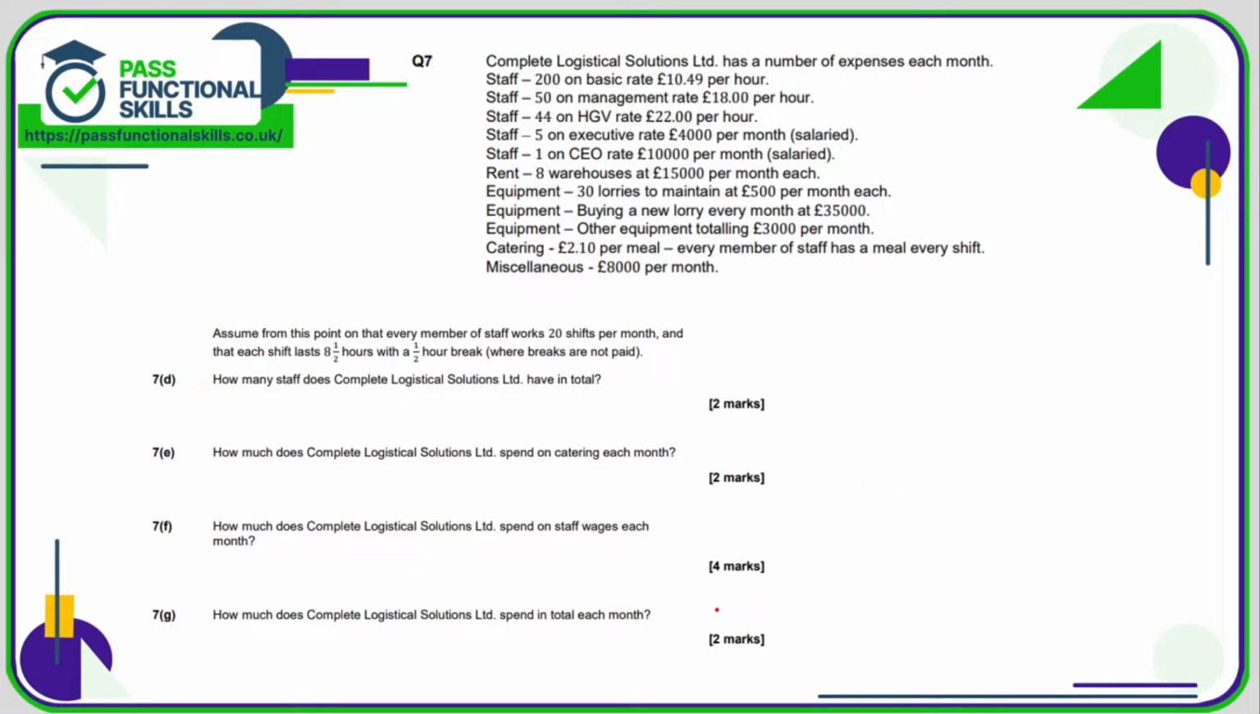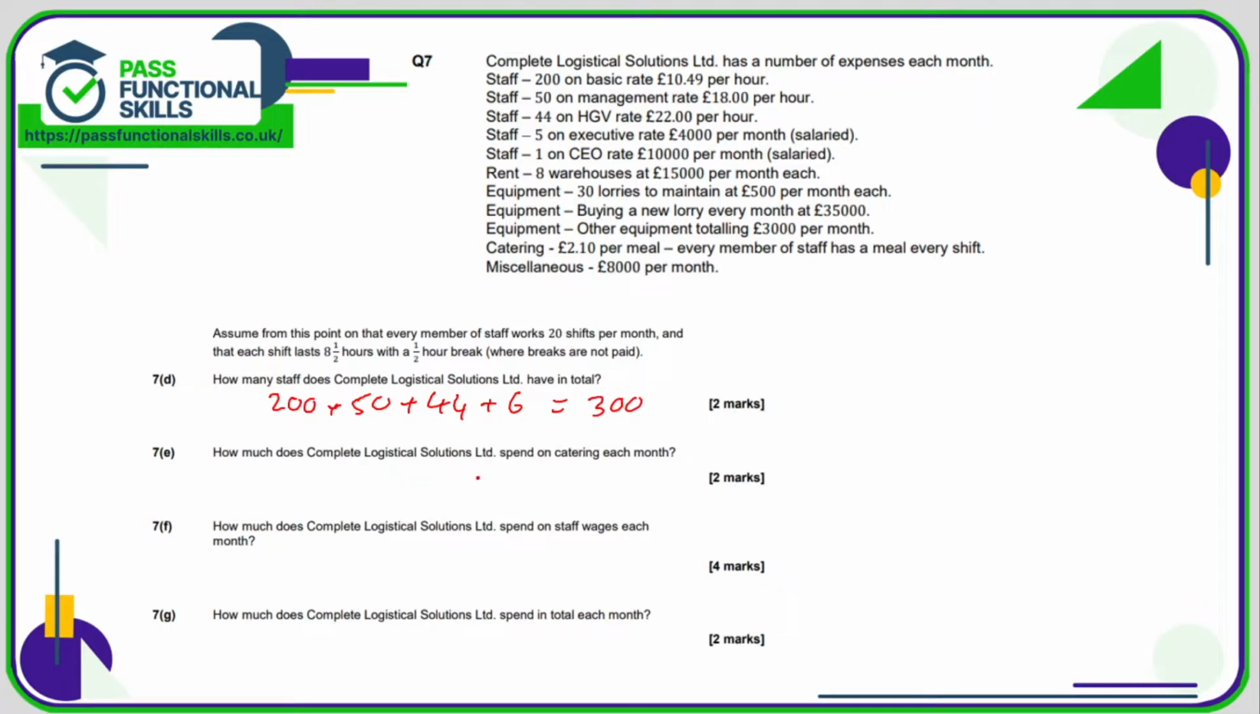Moving on to D. How many staff does Complete Logistical Solutions Limited have in total? Well, there's 200 on basic, 50 on management rate, 44 on HGV rate, and then 5 plus 1, so that's plus 6. If we add all of these together, that comes to 300 members of staff.